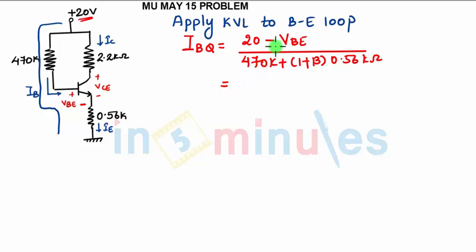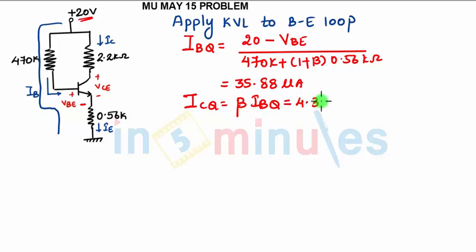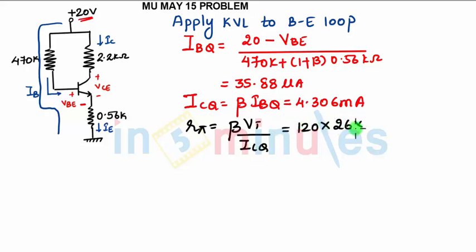So you will get IBQ as 35.88 microampere. Once you know the value of IBQ, you can find the value of ICQ, which is beta times IBQ. So you will get ICQ as 4.306 milliampere. Once you know ICQ, you can find r pi, which is beta times VT upon ICQ. Beta given is 120, VT is 26 millivolts constant, and ICQ we take as 4.306 into 10 raised to minus 3.